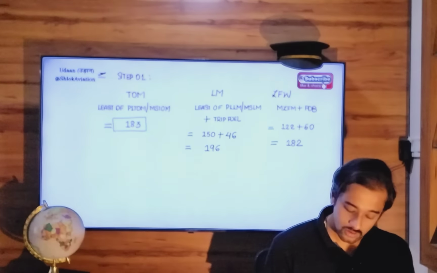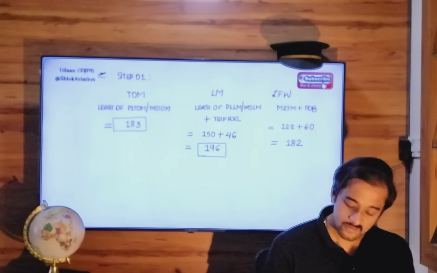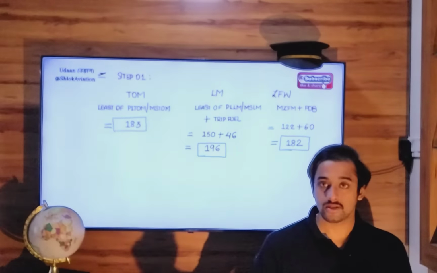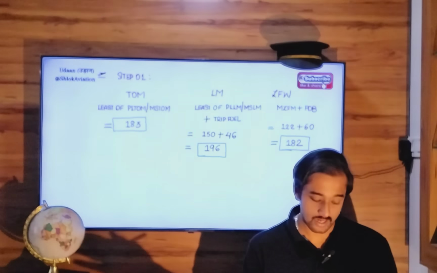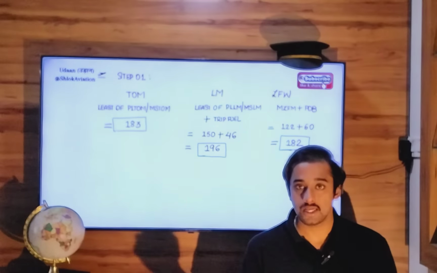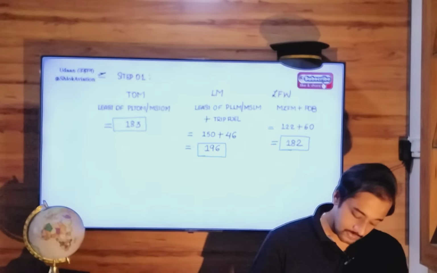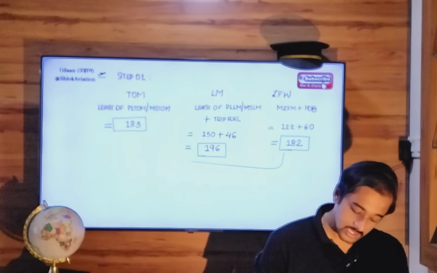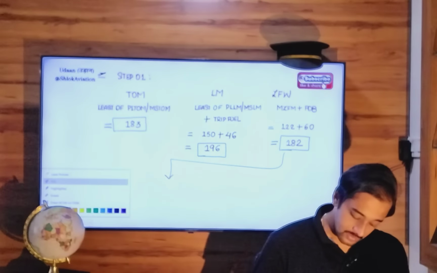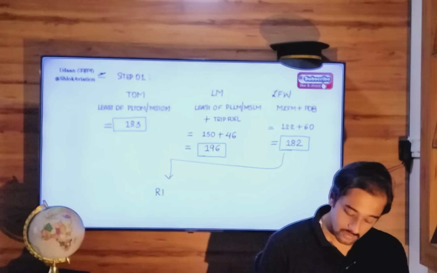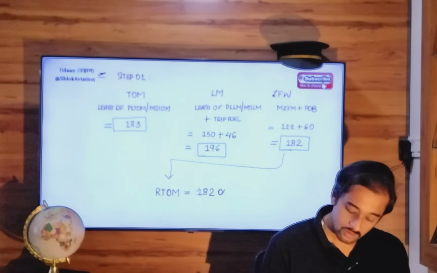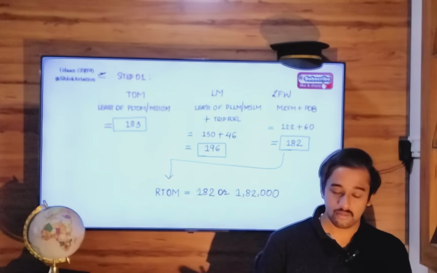183 is one value, 196 is another, and 182 is the third one. Out of these three possible takeoff values, we have to select the value which is the least. Over here the least value is 182. So our regulated takeoff mass is 182, or 1,82,000. Remember that.